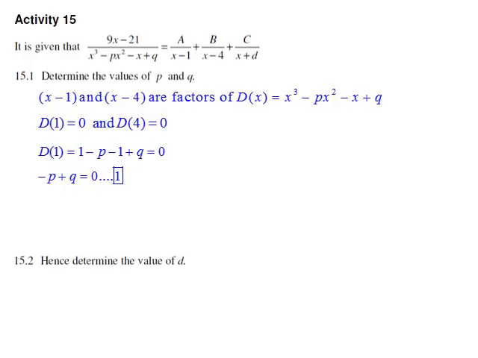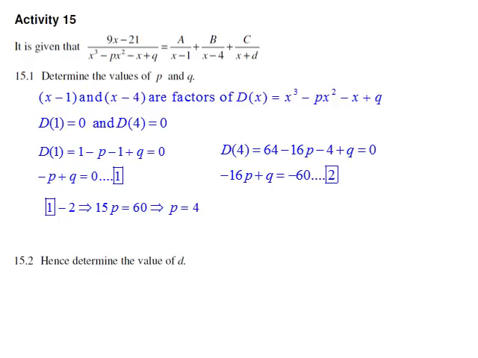Using this information, I can get equation 1, which is minus p plus q is 0, and equation 2, which is negative 16p plus q is negative 60. I can now solve these two simultaneously by subtracting the two equations. If I take equation 1 minus equation 2, it will give me that 15p equals 60, and therefore p is equal to 4.